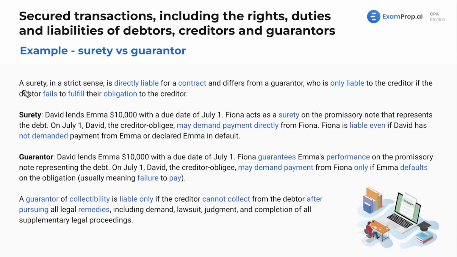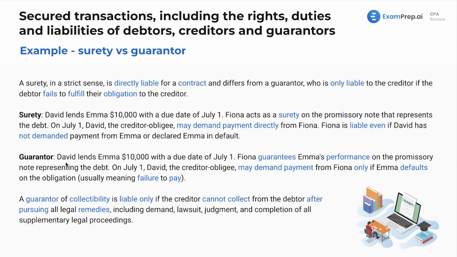See an example here, more examples. A surety in a strict sense is directly liable for a contract and differs from a guarantor, who is only liable to the creditor if the debtor fails to fulfill their obligation to the creditor. Now, in this surety example, David lends Emma $10,000 with a due date of July 1st. Fiona acts as a surety on the promissory note that represents the debt. On July 1st, David, the creditor obligee, may demand payment directly from Fiona. Fiona is liable even if David has not demanded payment from Emma or declared Emma in default.